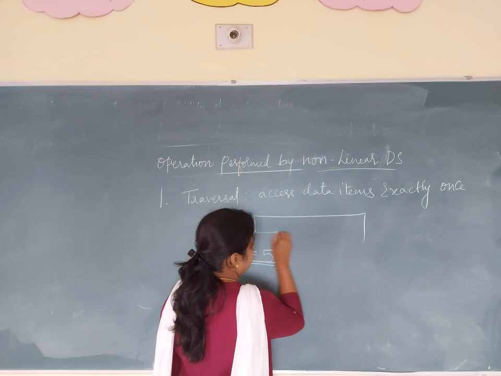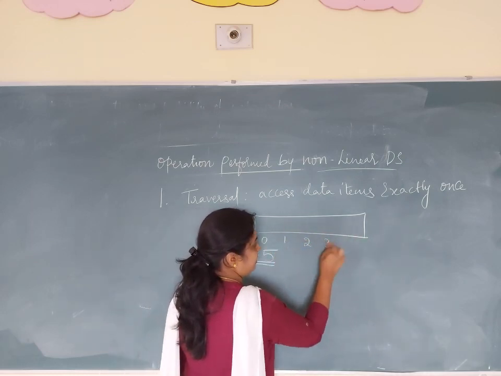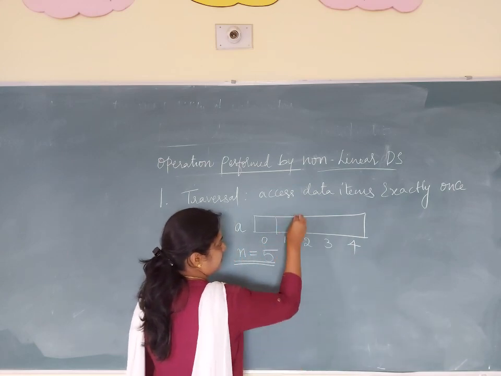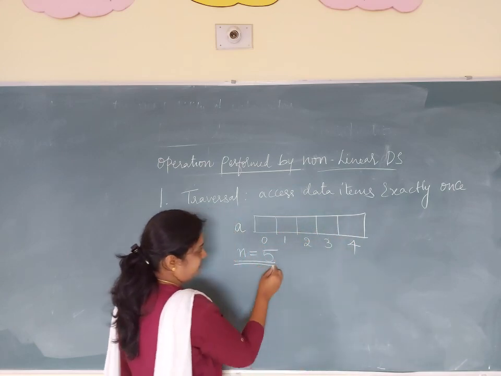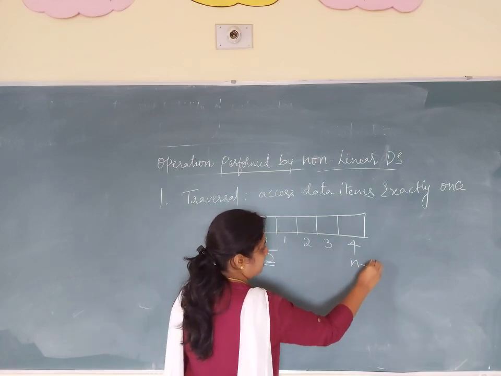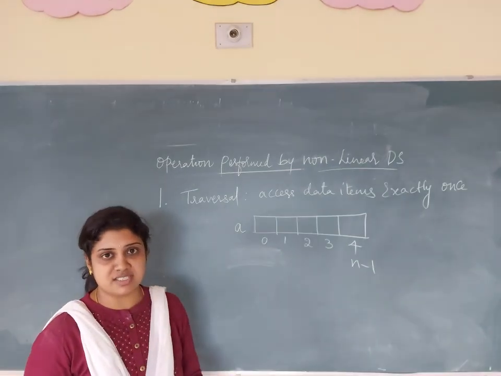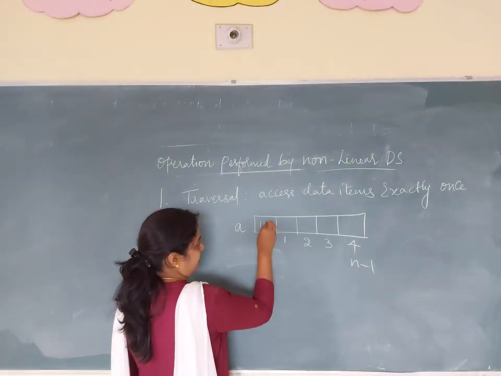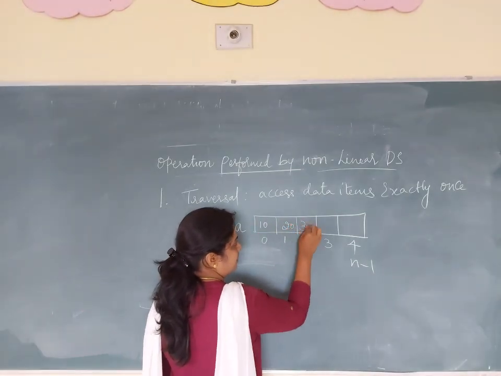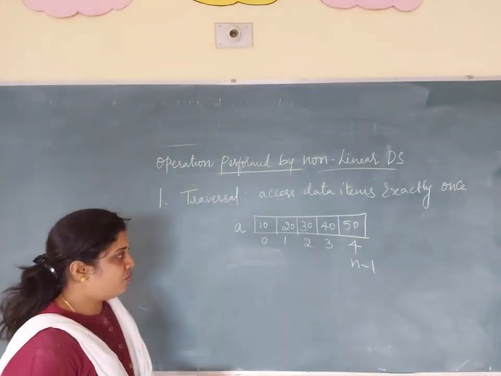Consider the array. The array starts from 0, 1, 2, 3, 4, so in total 5 elements, starts from 0 and ends with N minus 1. Now in this array I am going to store some data items like 10, 20, 30, 40, 50.